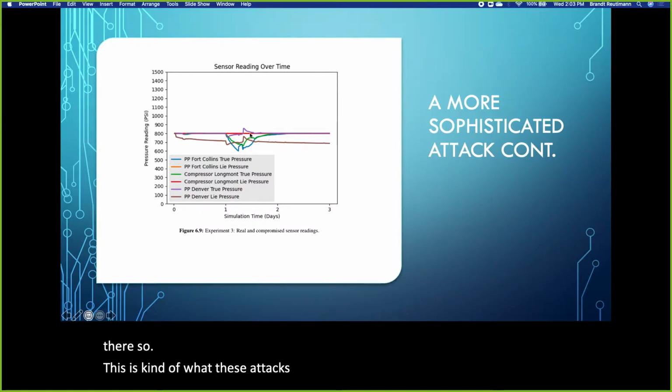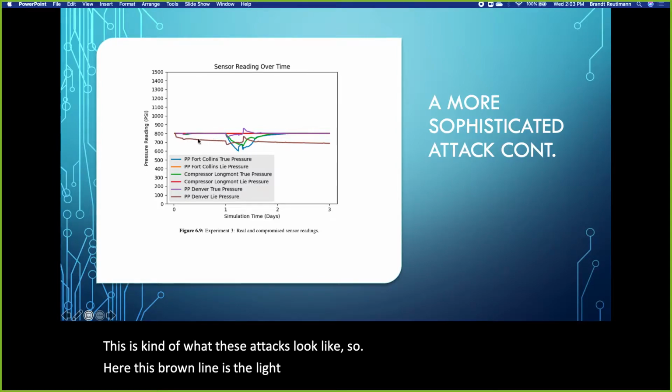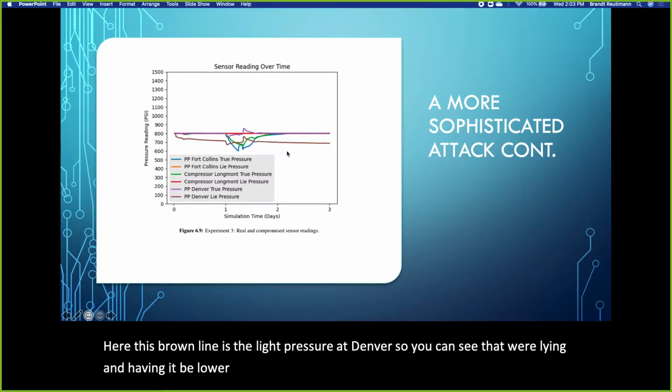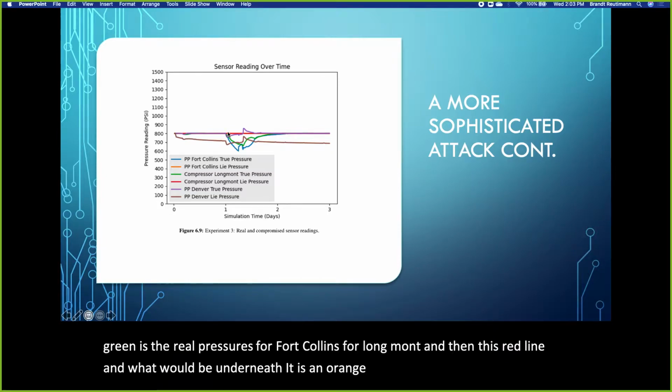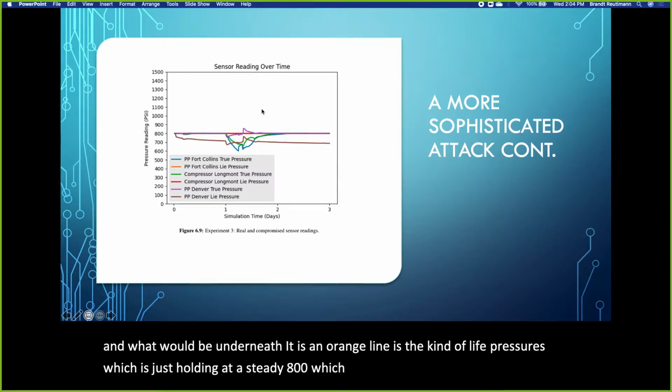Here, this brown line is the lie pressure at Denver, so you can see that we're lying and having it be lower than its actual nominal amount. And then this blue and green is the real pressures for Fort Collins and for Longmont. And then this red line, and what would be underneath it is an orange line, is the lie pressures, which is just holding at a steady 800, which is the nominal value in the system.